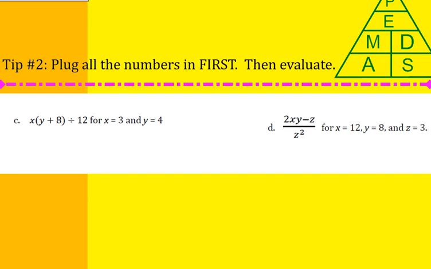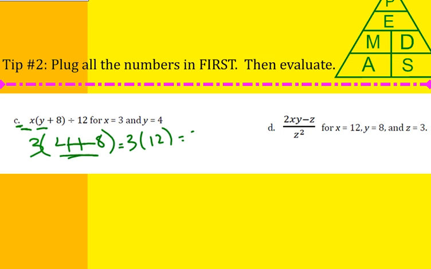Still, plug in all the numbers first and then evaluate. So here I've got actual numbers I'm putting in, so that's what I'm going to figure out. If I look at this first one, x is 3, y is 4, plus 8. So you got 3, and then inside here you're going to have 4 plus 8. In parentheses, this happens first, so you're looking at 3 times 12.